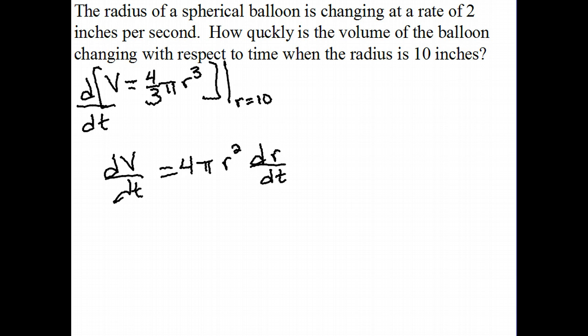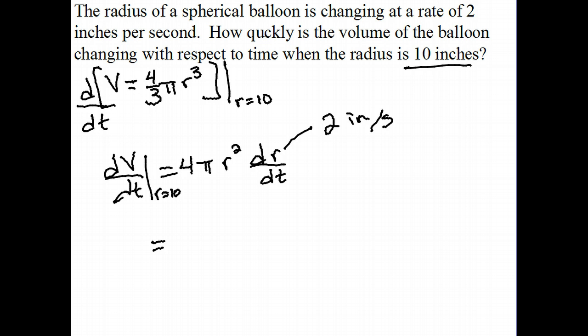Okay, and this is where the chain rule pops out. We're taking a derivative with respect to r, but we need to take the derivative of r with respect to t. Okay, and we know 4 pi because that's a constant. We know r because we're given 10 inches, that's when we want to evaluate, and we know dr/dt is simply 2 inches per second. So to evaluate this at r equals 10, we simply just plug in.